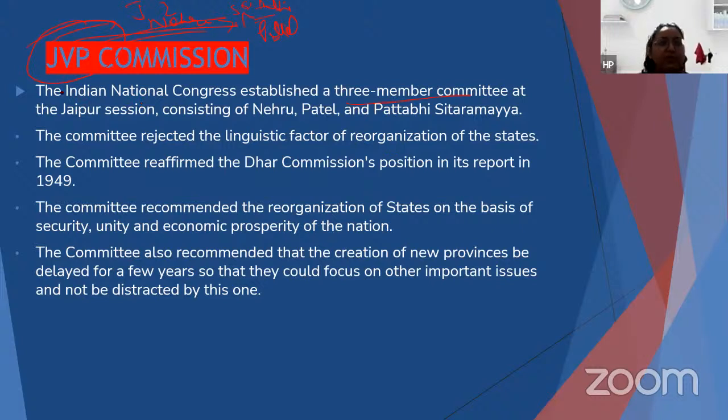Okay. So the Indian National Congress established a 3-member committee at the Jaipur session, where who was in it? Nehru, Vallabhbhai Patel and Pattabhi Sitaramayya. They were what? They were the members of this commission. So all the names are in this: J for Jawaharlal Nehru, V for Vallabhbhai Patel, and P for Pattabhi Sitaramayya. All these were the members of our JVP Commission.